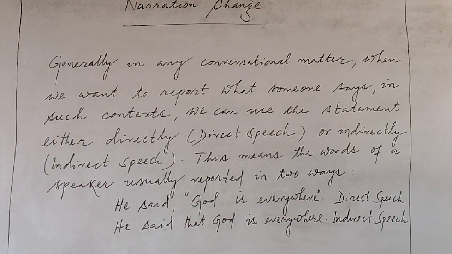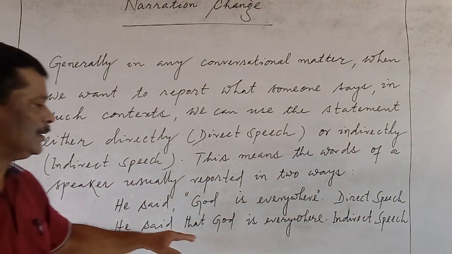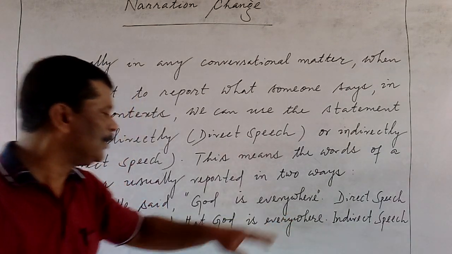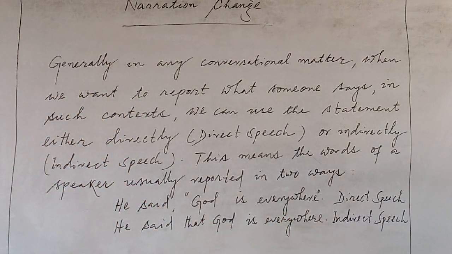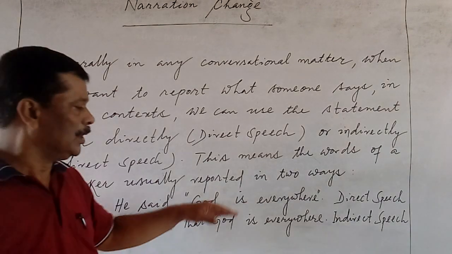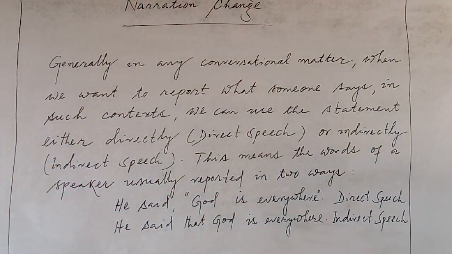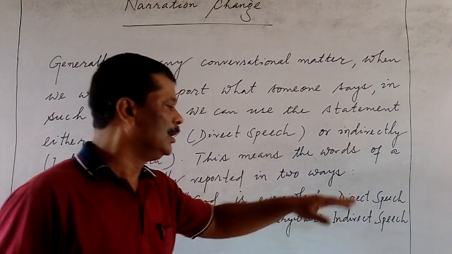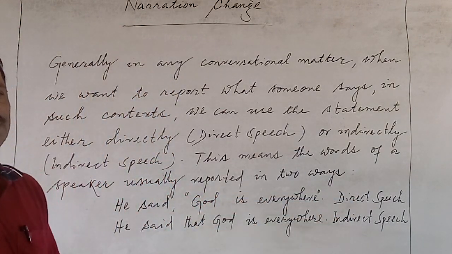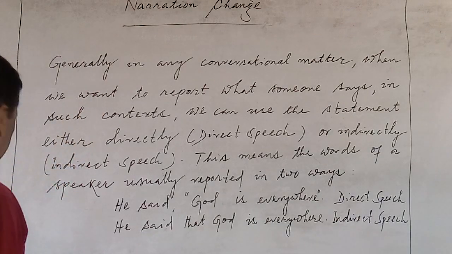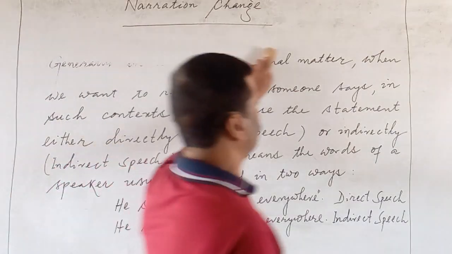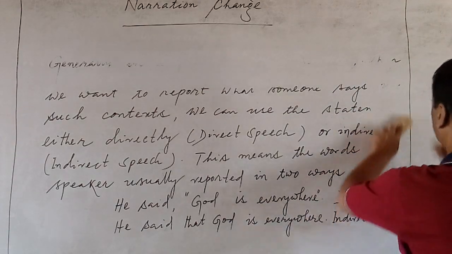But in the second sentence, you see, he said that God is everywhere. I have not used the exact words of the speaker. Rather, I have used the substance of the speaker's speech. Hence, the sentence is called indirect speech. Now, let me tell you what is direct speech and what is indirect speech.